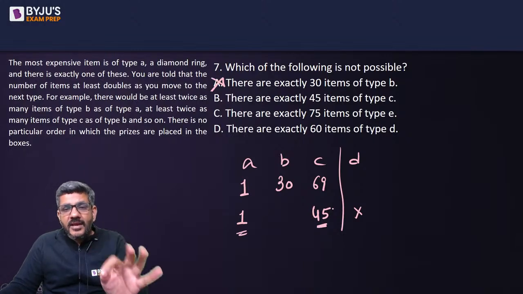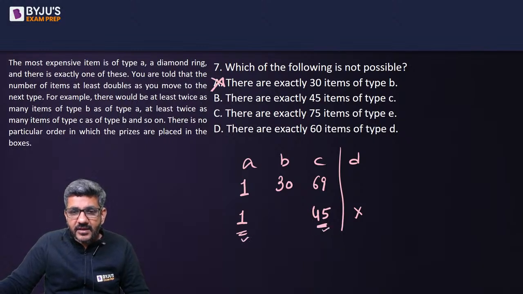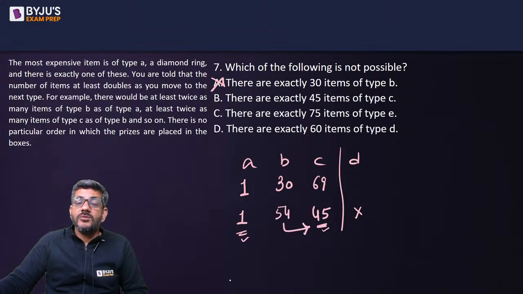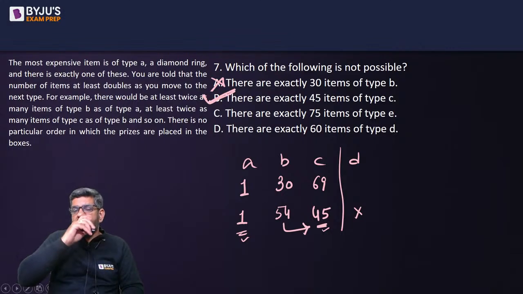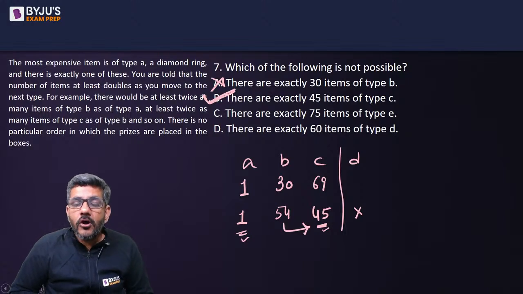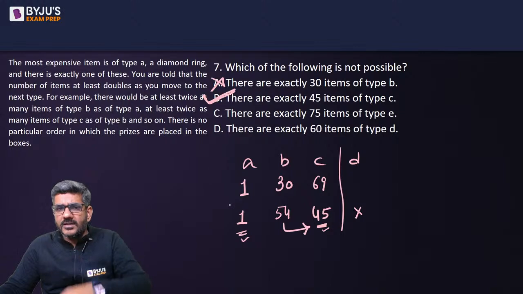So all the remaining articles, that is 54. 100 में से 1 ये है, 45 ये है, 46 हो गए, बचे 54. मुझे ये लेने पड़ेंगे, but that does not satisfy this condition that this should be minimum double. So that means in any case, I cannot have 45 articles of type C. So B option is the right answer for me. Let's try other options as well to understand better.